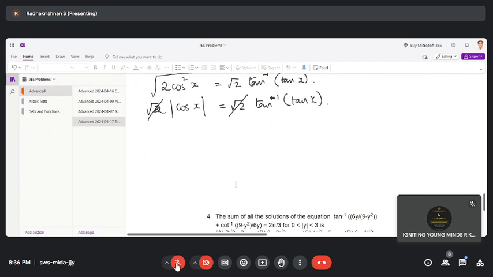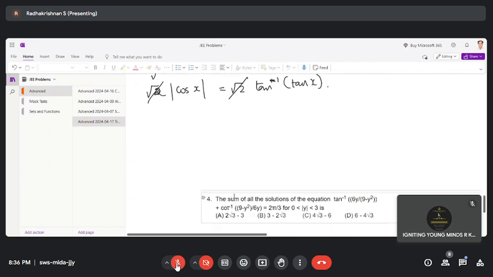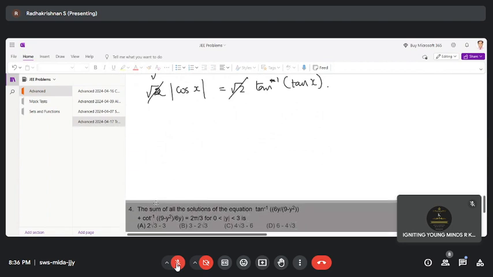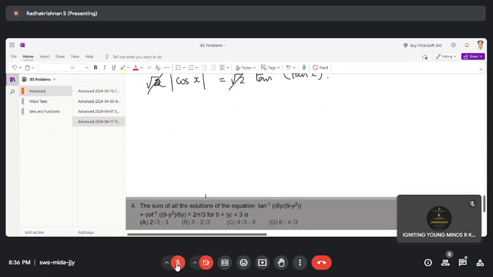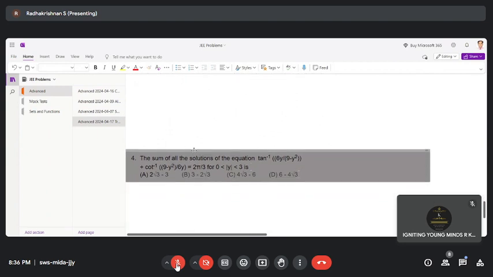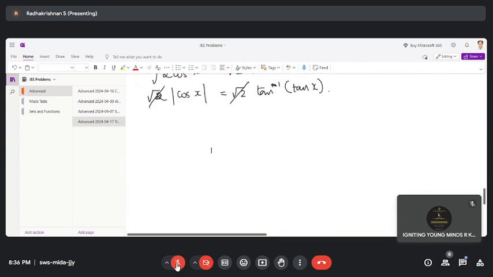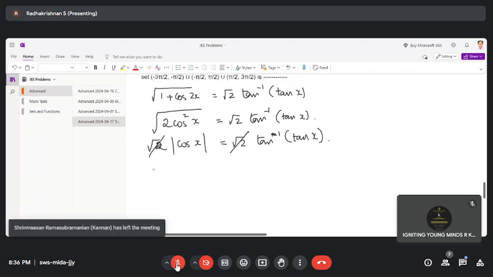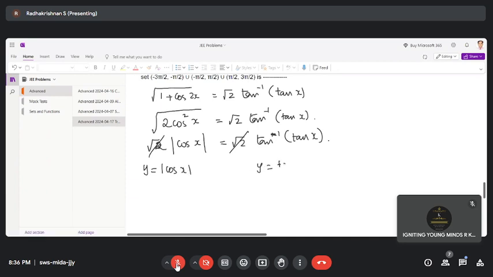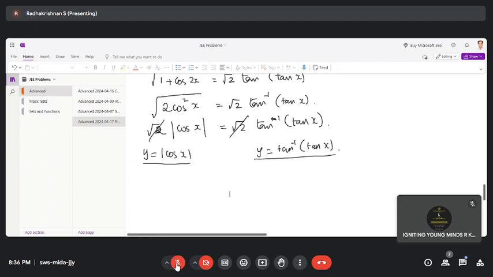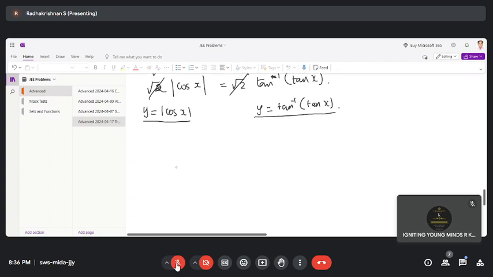Let's try to plot it. Okay, so these are the two plots, two functions that we need to plot. Let's plot y equal to mod cos x.